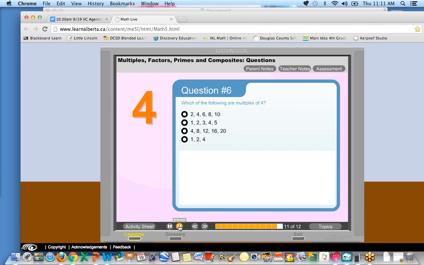It's time to wrap things up with a few questions to check your understanding of factors, multiples, primes, and composites. Which of the following are multiples of 4? Click on the circle next to your choice of answer.